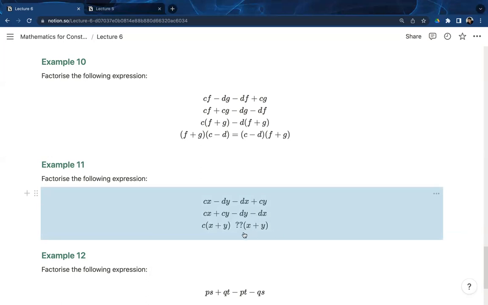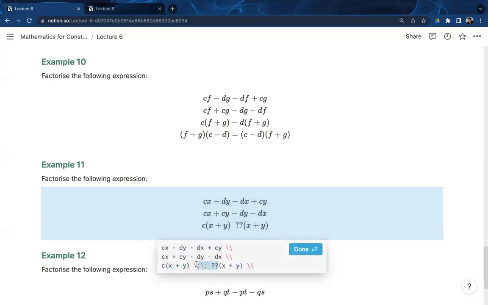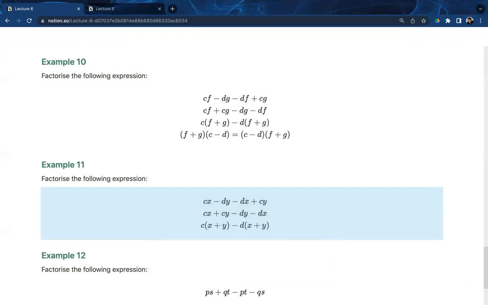Will it be positive? Will it be negative? What will it be? Positive x here, but when I multiply by negative dx, immediately you all could see that that is minus d. Minus d by x is minus dx, minus d by y is minus dy. That's how you really should do it.